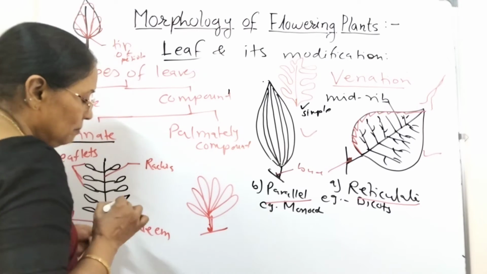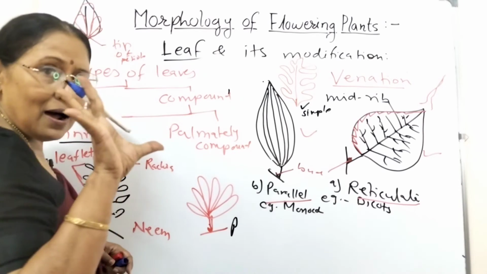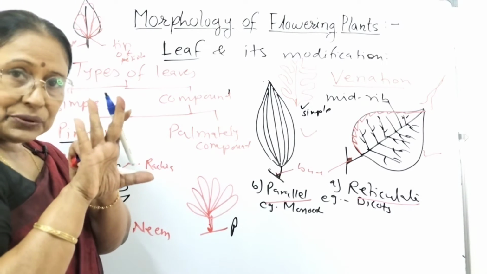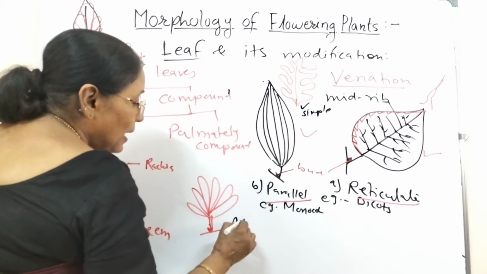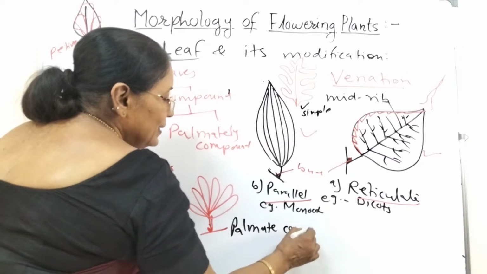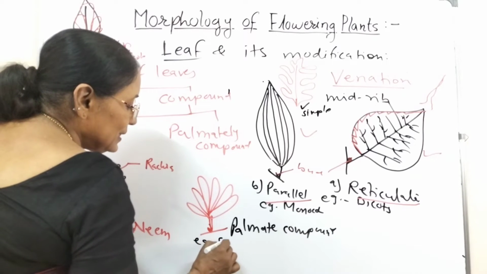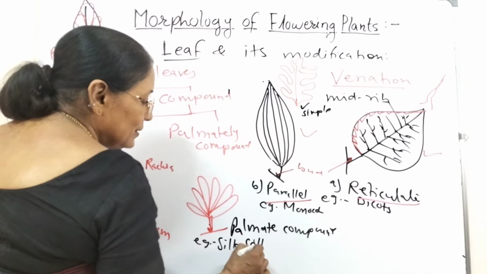ये हो गया उसका bud. And this is palmately compound. Palm, ये सारी उंगलियां आके यहीं जुड़ रही है. So this is palmately compound. And its example is silk cotton.